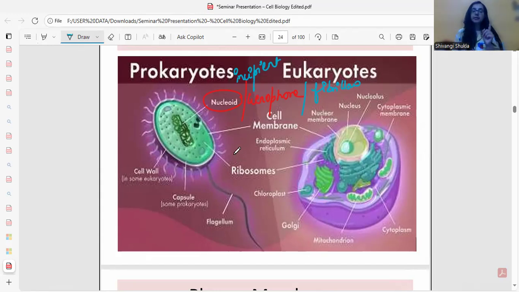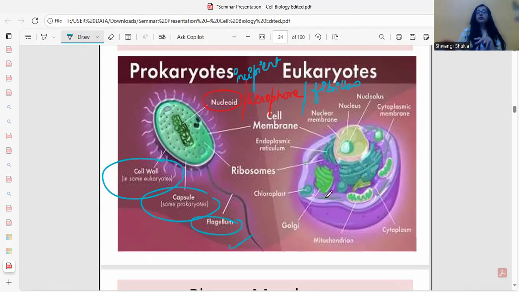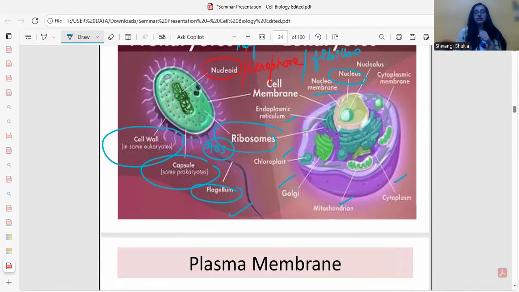They lack completely membrane bound organelles. They may have a cell wall. They have a capsule at times, and such bacteria or such organisms are more virulent. They may have flagellum, right? They have ribosomes, but their ribosome is 70S type of low molecular weight. In a eukaryotic cell, you will find a nucleus, you will find a nuclear membrane, which is double membrane bound. Then there are cytoplasm, mitochondria, Golgi. Like there is n number of organelles present, endoplasmic reticulum, chloroplast. All of these are the membrane bound organelles.